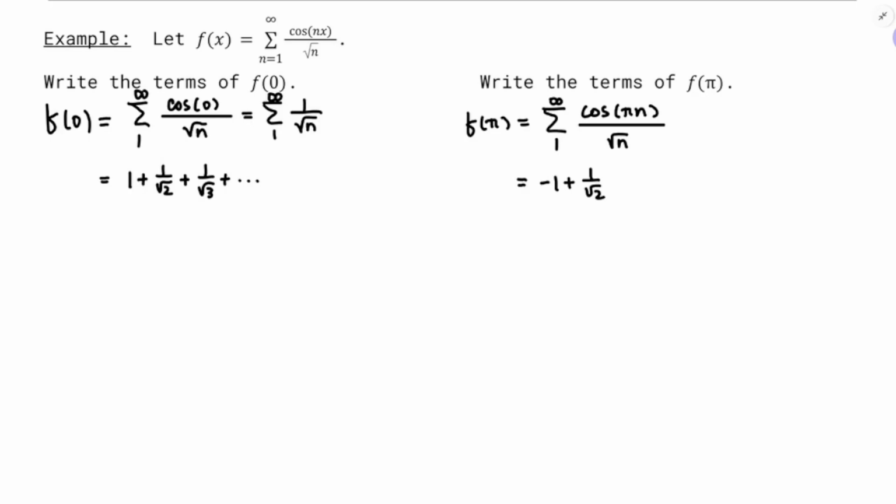And we know it's going to alternate, so I don't think we really need to worry about the numerator. Minus 1 over the square root of 3, and you get the picture, and so on. Put a plus dot, dot, dot. We're going to come back to this example in a few minutes, but for now, that's all we're going to need for this function. I think what we're supposed to notice is that f of 0 is not an alternating series, but f of pi is an alternating series.